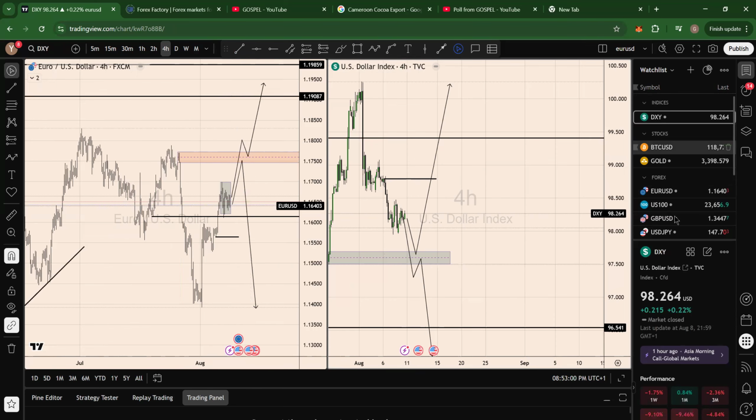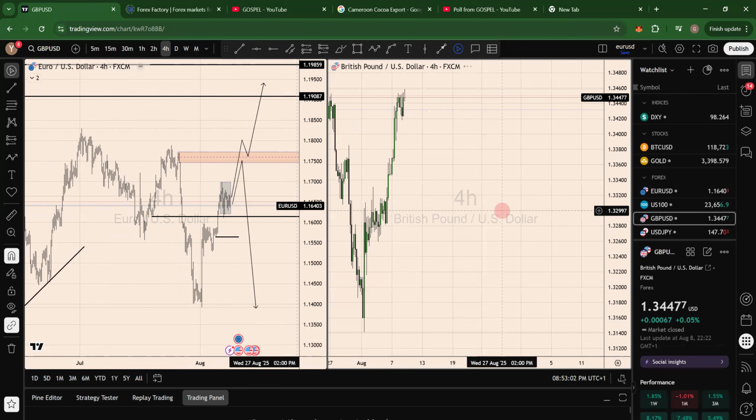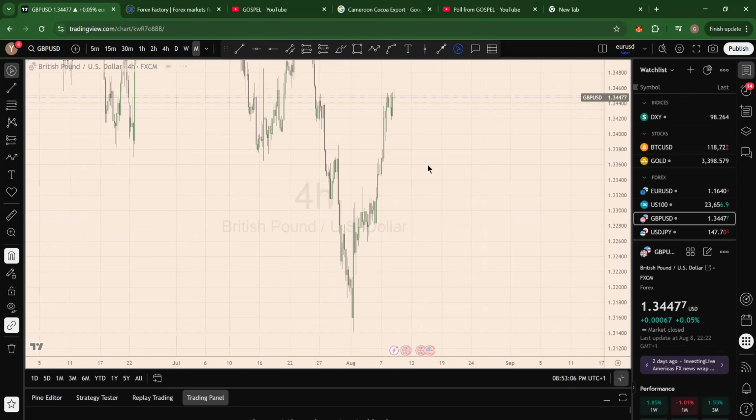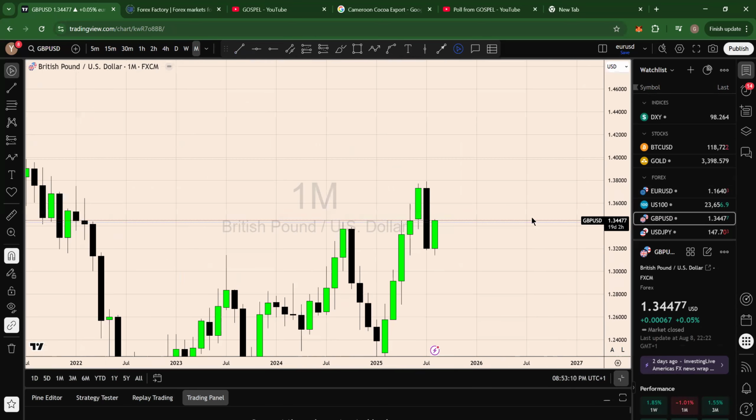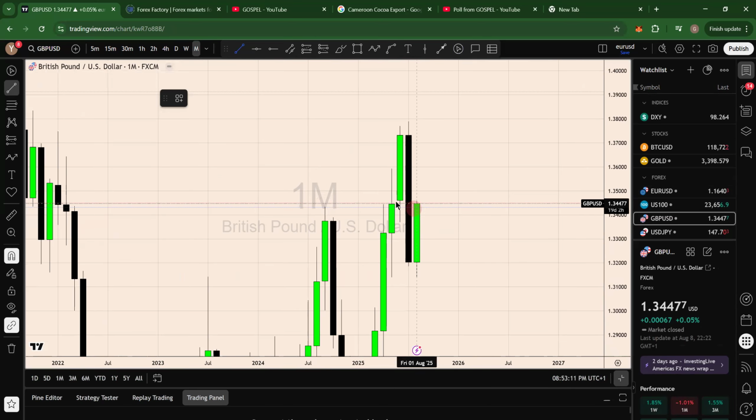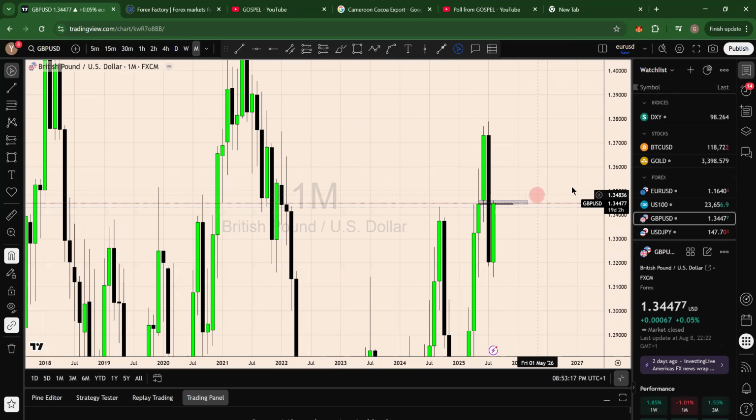Let's look at GBP USD. All right, so GBP USD monthly time frame, I think, yeah, we had a very nice shift in market structure, and the price has even retested back this volume gap that we have here on the monthly time frame.